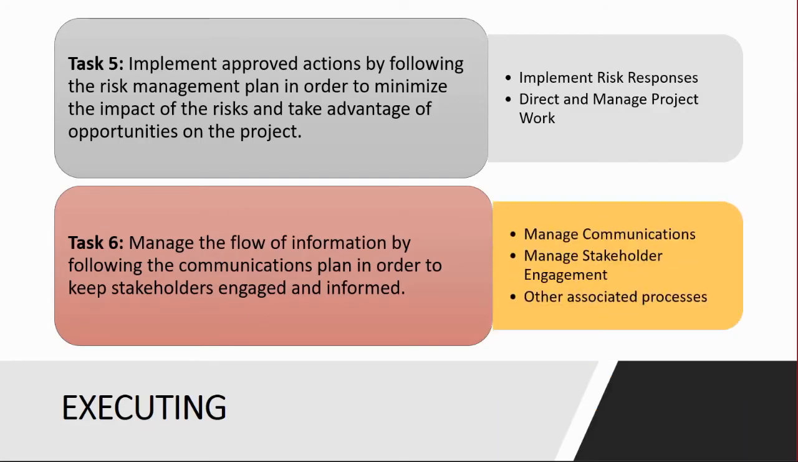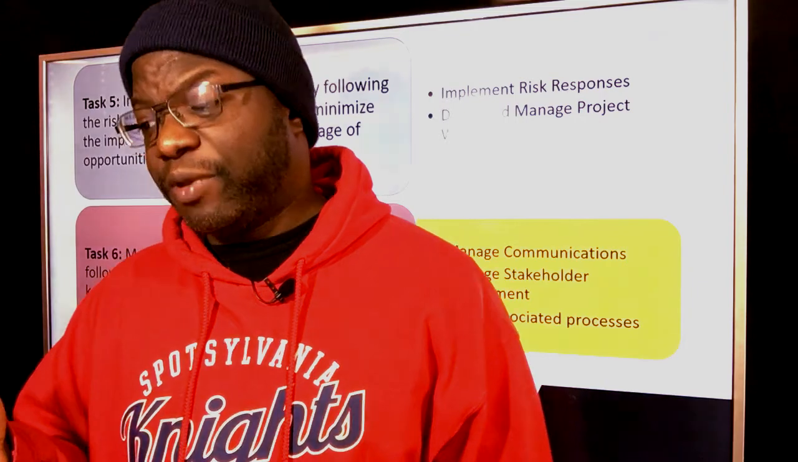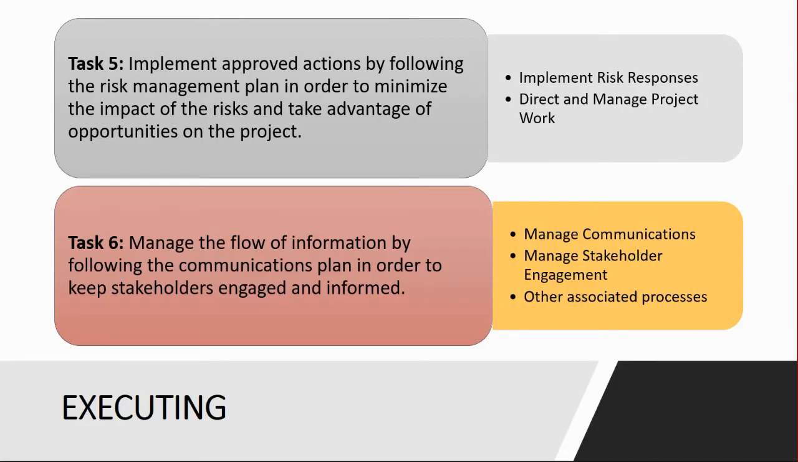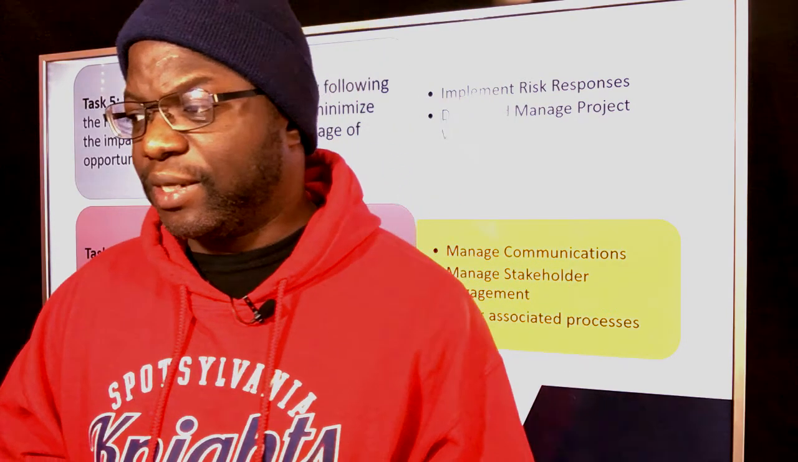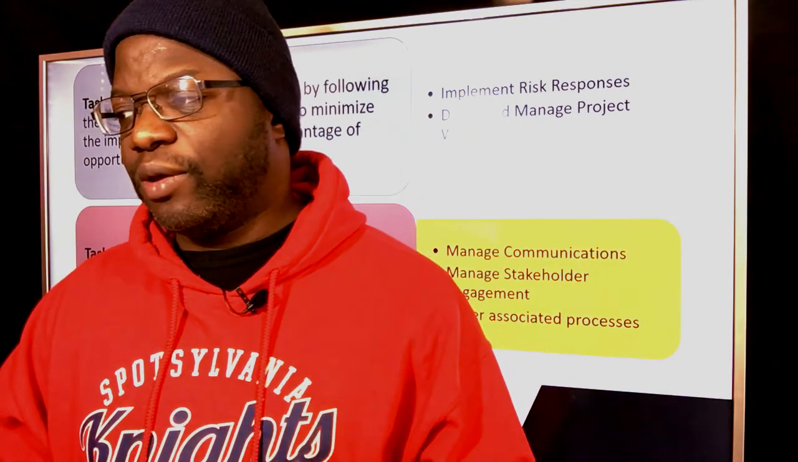So the process, of course, is managed communications, but the reason why we manage communications is not just to pump out information. It is really to get our stakeholders engaged, and that is exemplified in the second part of this task. Manage the flow of information by following the communications plan in order to keep stakeholders engaged and informed. To keep them informed, manage communications. To keep them engaged, manage stakeholder engagement. So it's a twofold thing that happens in task 6. So to master this task, you should know manage communications and manage stakeholder engagement.